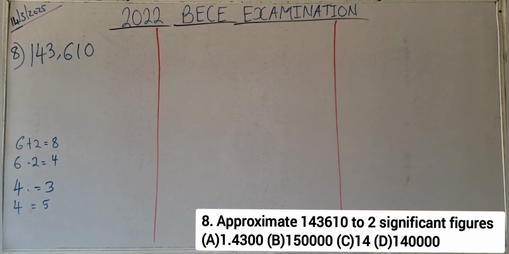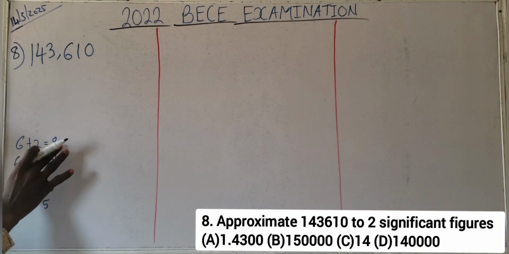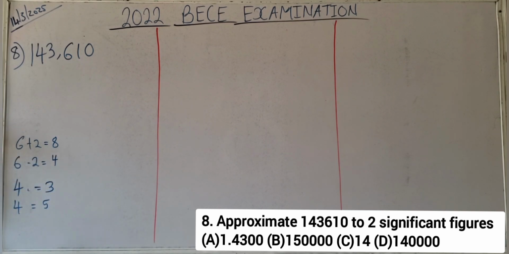That means that both 2 and 1 are significant figures. You understand? Now let's look at 0. If you add 0 to 4, you're going to have 4. Likewise, if you subtract 0 from 4, you're going to have 4. Hence, 0 is not a significant figure. Are you getting what I'm trying to say?